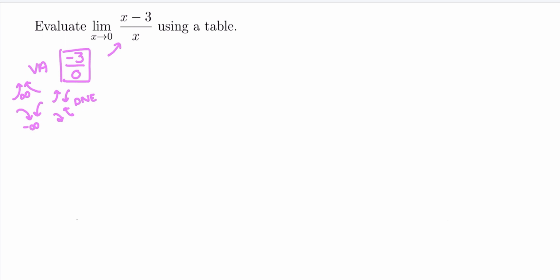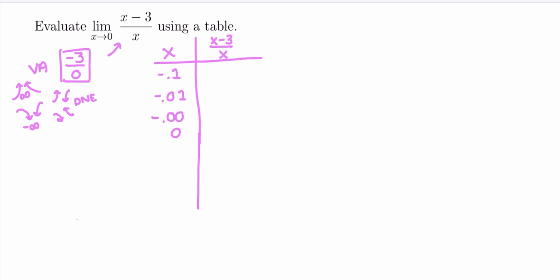There's a couple ways to approach this using a table. We could still just use our standard table and choose some x values close to the x value we're approaching, which in this case is 0, and see what the function gives us for (x minus 3) over x. We could approach 0 on both sides to see what the left-hand limit and the right-hand limit are. To the left would be like negative 0.1, negative 0.01, negative 0.001, and see what that left-hand limit would be.